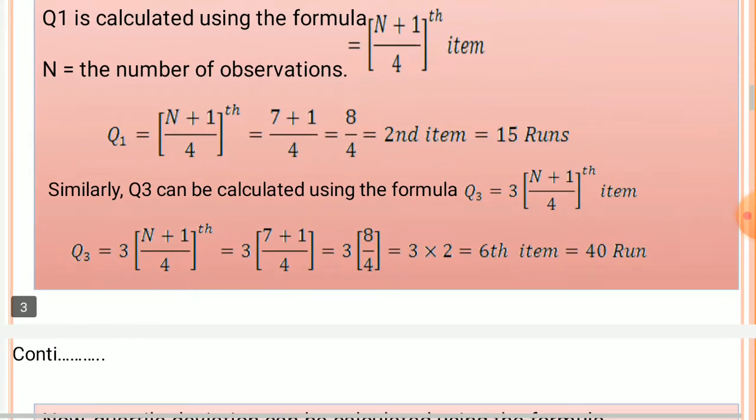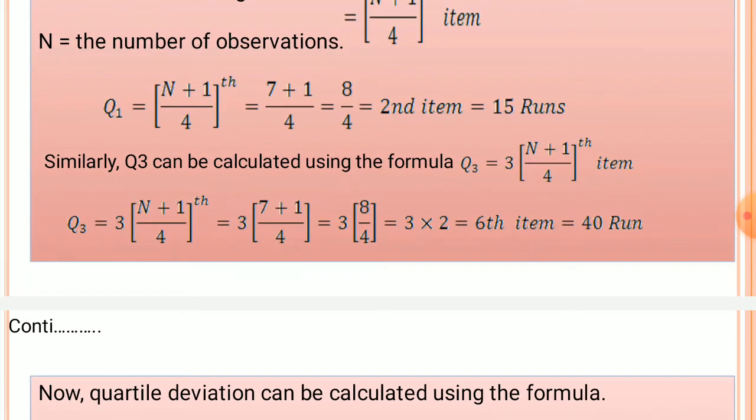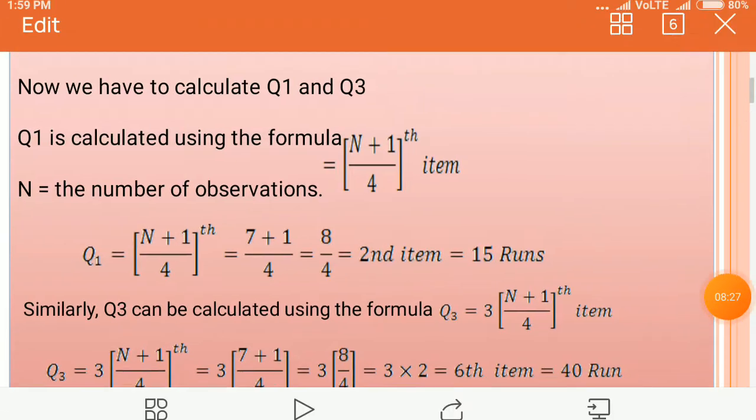Similarly, Q3 can be calculated using the formula Q3 is equal to 3 into (n plus 1) by 4th item. Therefore, Q3 is equal to 3 into (7 plus 1) by 4, which is 3 into 8 by 4. 8 by 4 is 2, therefore 3 into 2 is equal to 6. Therefore, the sixth item is 40.